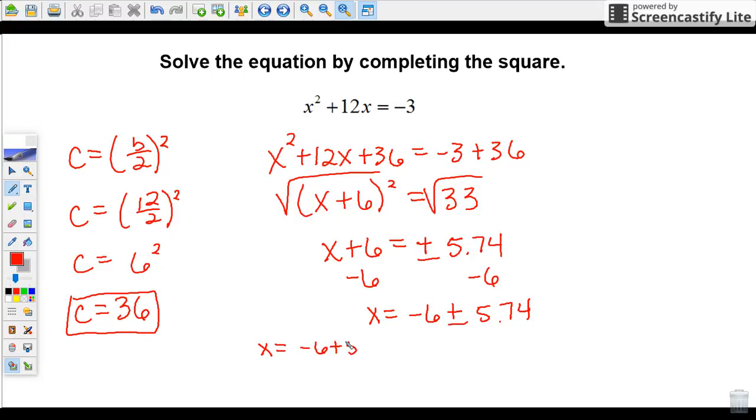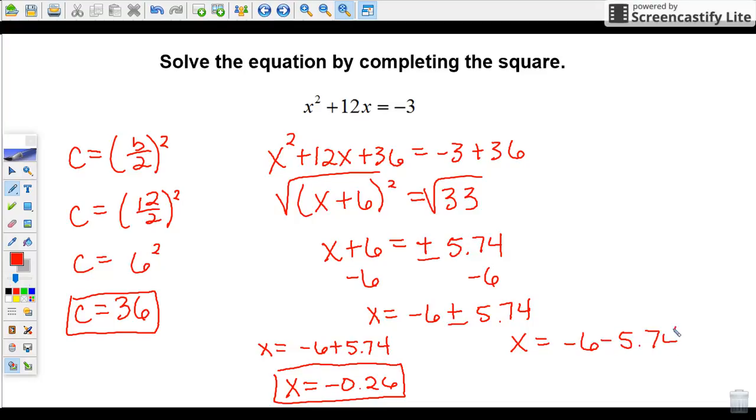First, when 5.74 is positive, that's going to give me x equals negative 0.26. Then, when the 5.74 is negative, that is going to give me x equals negative 11.74. And there are my solutions, or my roots, or my zeros of this equation.